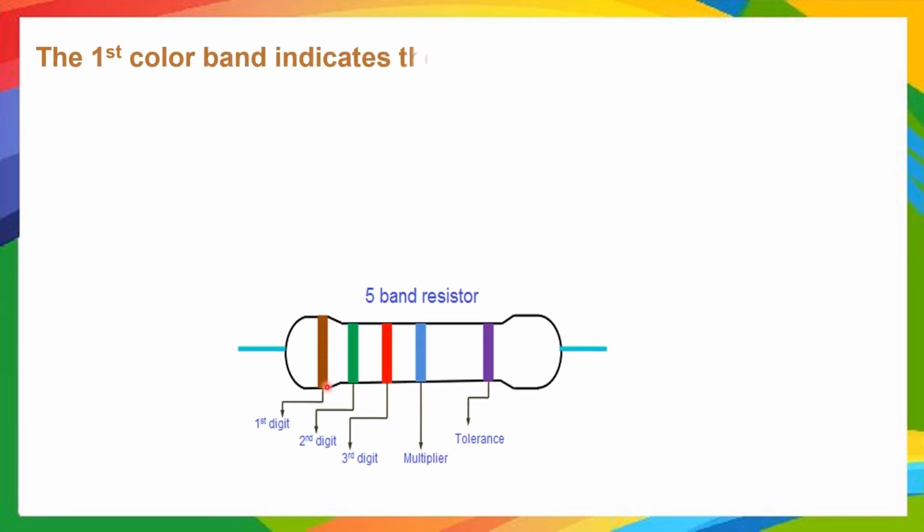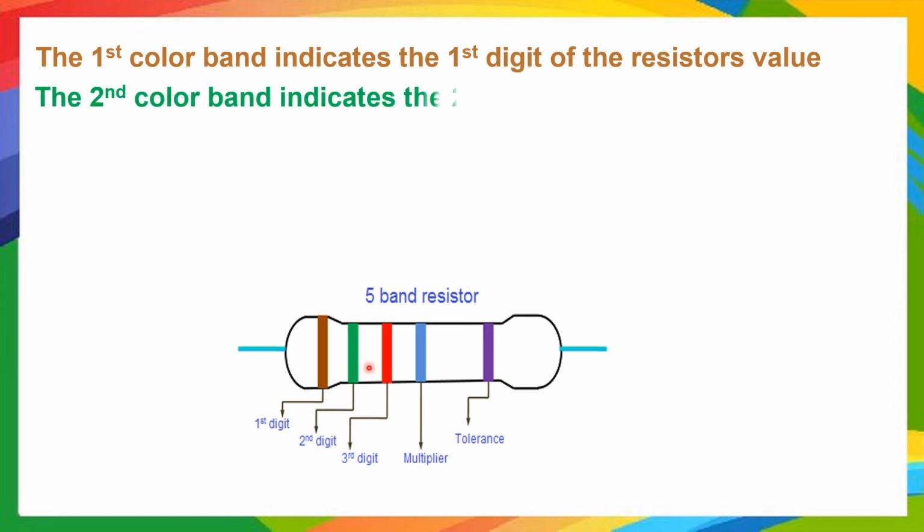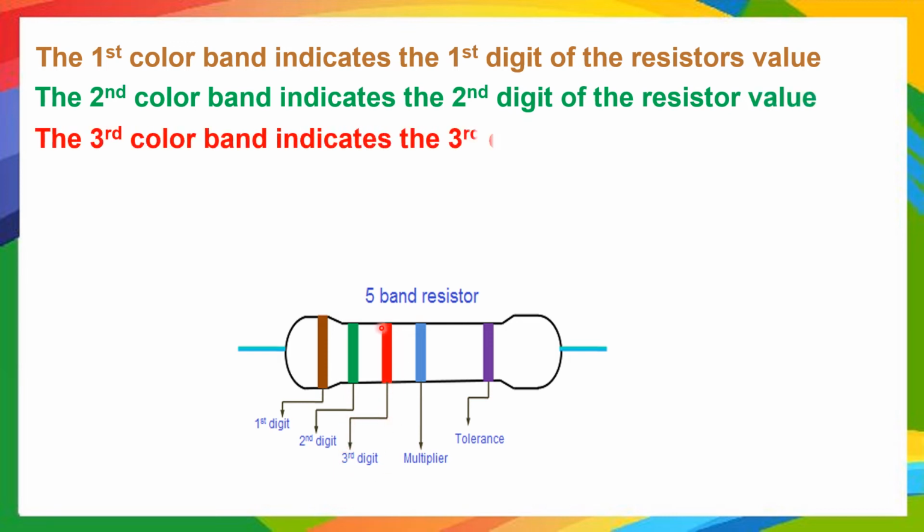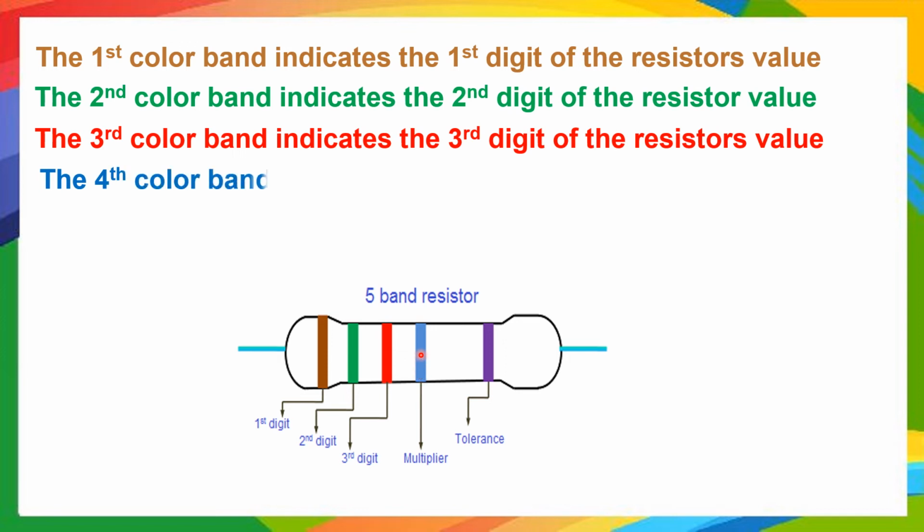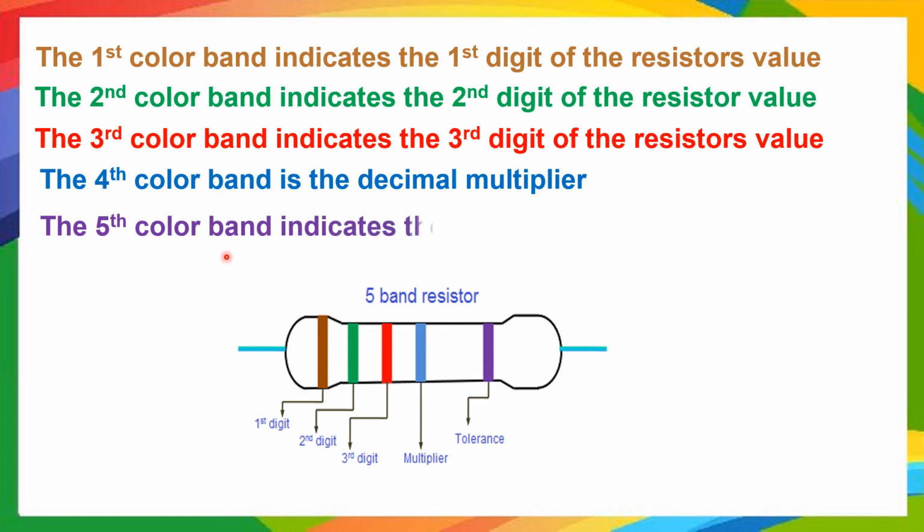See here, the first color band indicates the first digit of the resistor value. The second color band, this one, indicates the second digit of the resistor value. The third color band, this one, indicates the third digit of the resistor value, and the fourth color band is the decimal multiplier. And finally, the fifth color band indicates the tolerance. The fifth color band indicates the resistor's tolerance, that is the variation of the resistance value from its actual resistance, that is called the tolerance.